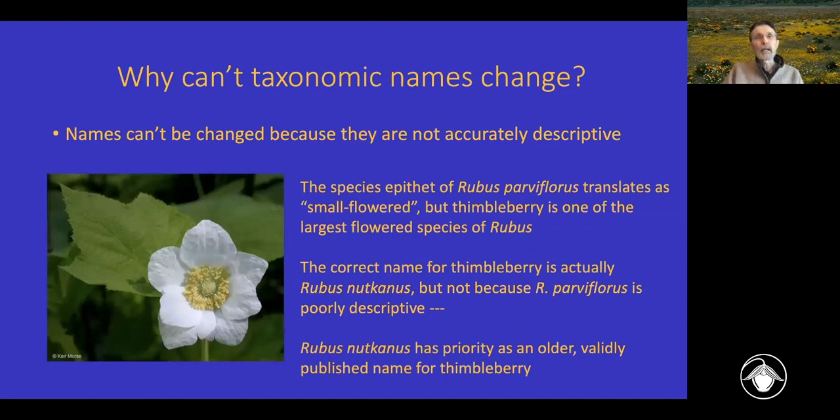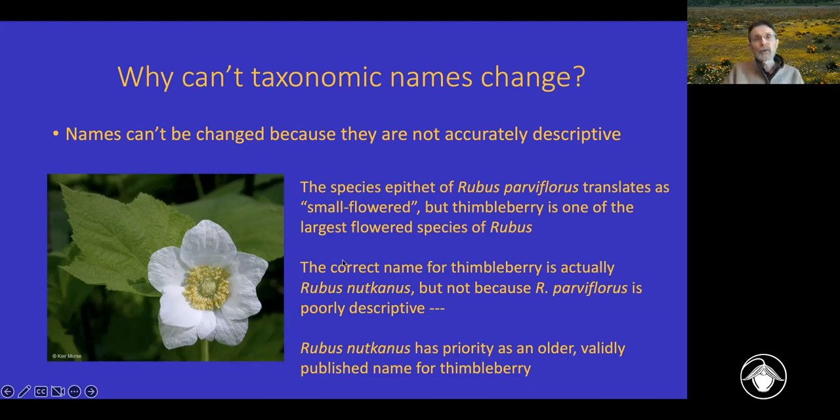And then finally, why can't taxonomic names change? Names can't be changed because they're not accurately descriptive. So just because a name is inappropriate, it isn't really descriptive of the plant, doesn't mean that it can be changed. So the species epithet for thimbleberry is parviflorus. Rubus parviflorus is the species name. And parviflorus translates as small flowered, but thimbleberry has one of the largest flowers of any species of Rubus.